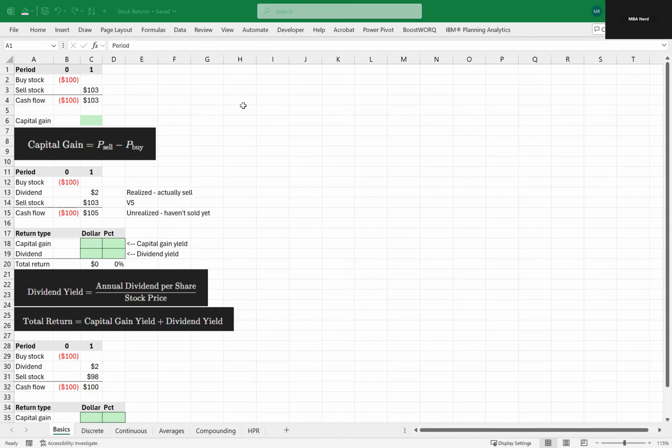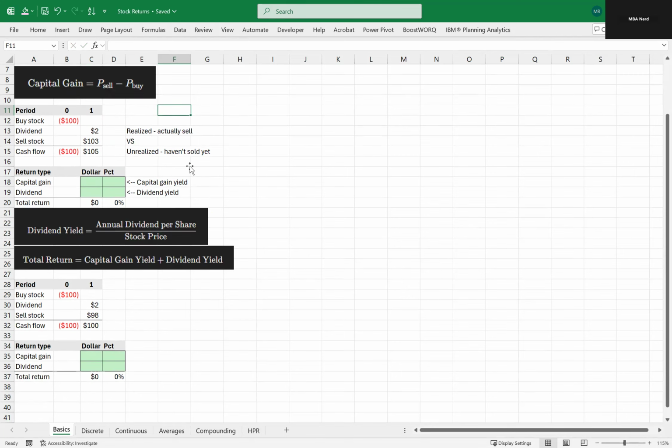Okay, in the stock market, there are basically two kinds of returns that you can get. You can get a capital gain, which is just what you sold it for minus what you purchased it for, right? So in this scenario, it's $3. It's a $3 capital gain because you bought it for 100 and you got 103.